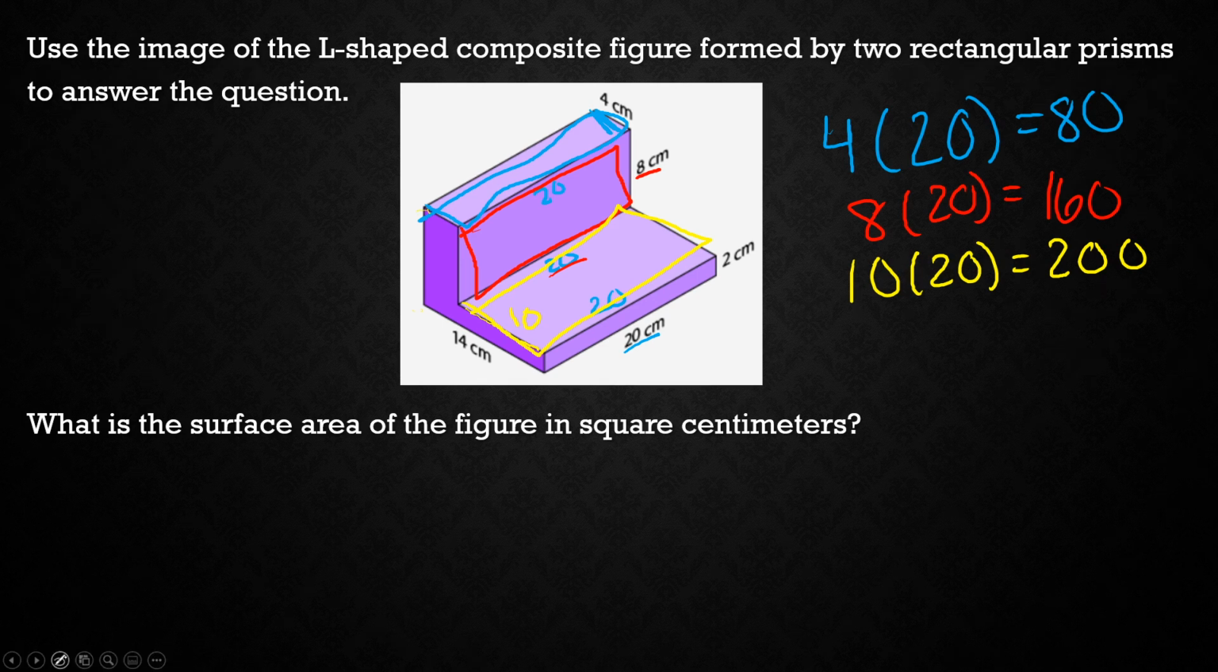Alright, let's do that very bottom sliver, this down here. So I have 20 and 2. So I have 20 times 2, that's going to give me 40.